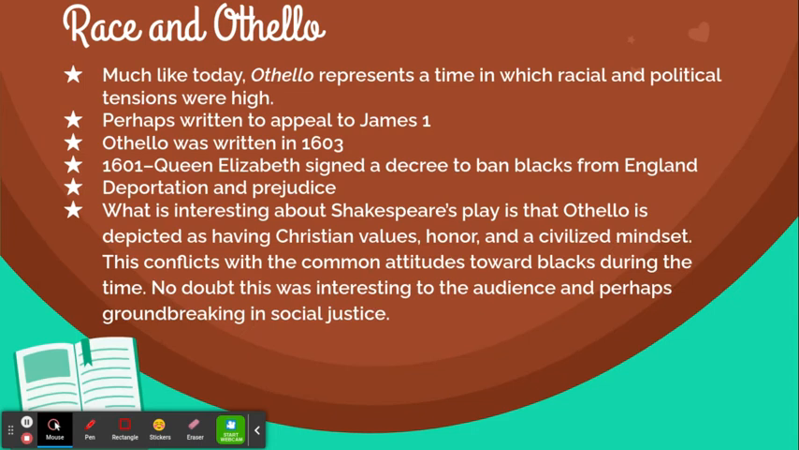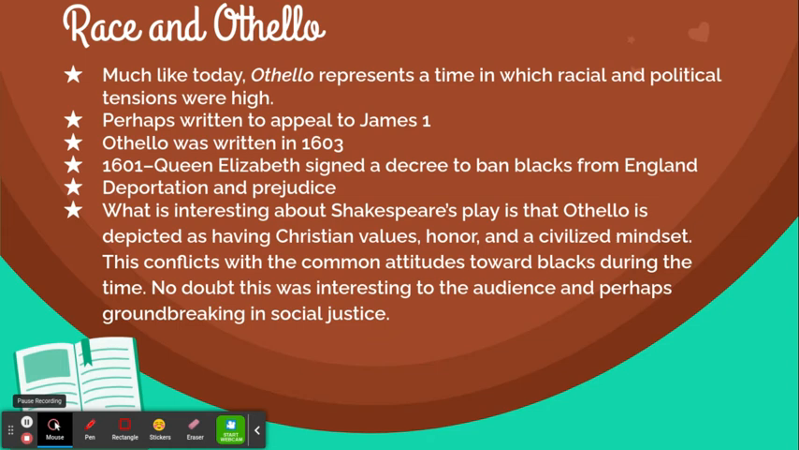So, race and Othello. Much like today, Othello represents a time in which racial and political tensions were high. So, during the 17th century, there were political and racial tensions that were happening between Europeans and non-Europeans. Some argue that Shakespeare wrote this play to appeal to James I. James I apparently had some interest in Turkish customs. Othello was written in 1603, and at the time when this play was written, blacks were not yet slaves. However, the tensions between races were high.